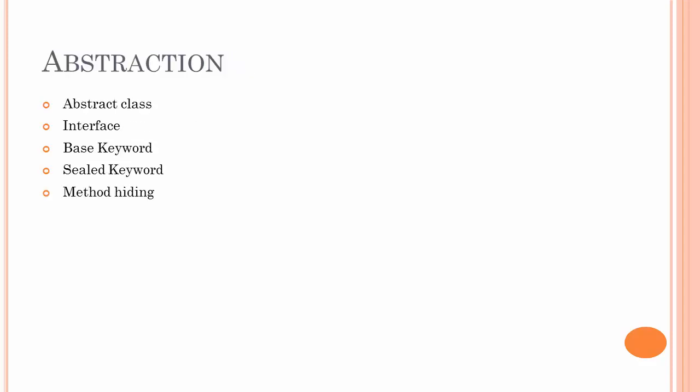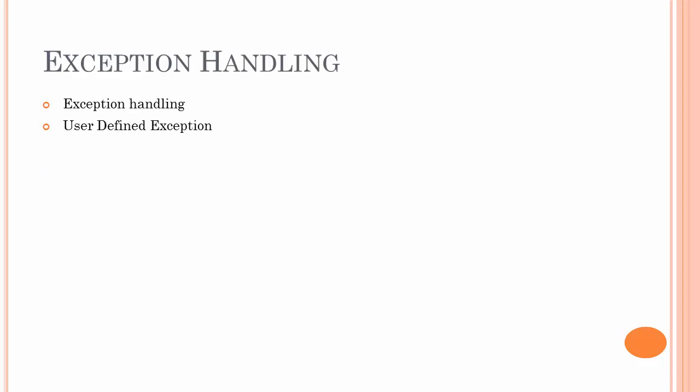Abstraction. Abstraction is something that hides non-essential data from the user. So for that, we will learn how to create an abstract class, how to create an interface, how to use base keyword, and the uses of sealed keyword and method hiding. When we do programming, it's very common to get runtime exception. So we will learn the handling of exception, and we will also learn to throw user defined exception.